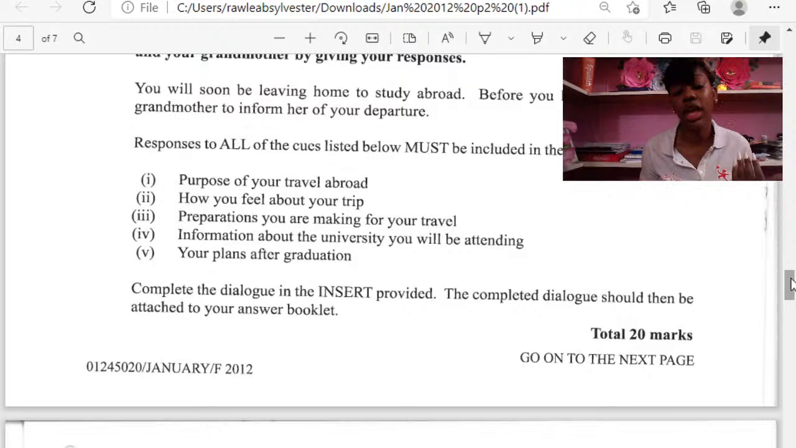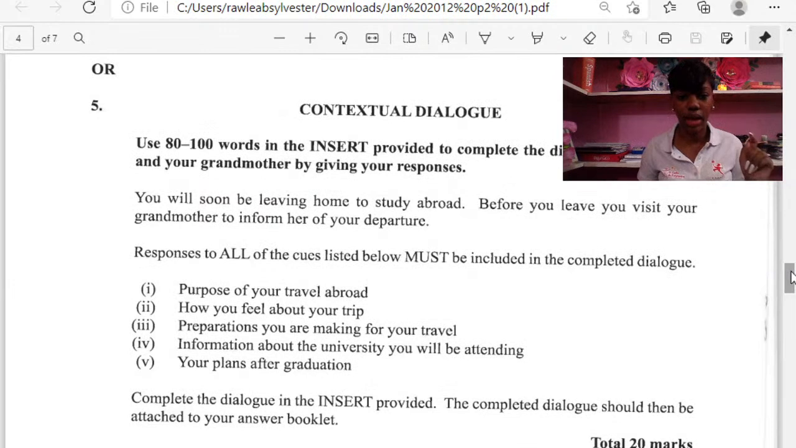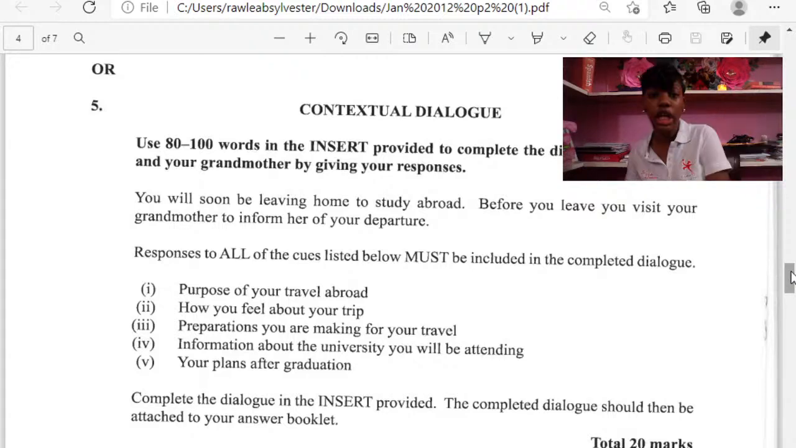Give extra information. So for example, looking at this dialogue here: You will soon be leaving your home country to study abroad. Before you leave, you visit your grandmother to inform her of your departure. Responses to all of the cues below must be included in the completed dialogue. The first one, the purpose of your travel abroad. You could say, I am going off to university in the United States, where I plan to study medicine. That is at least 20 extra words right there.